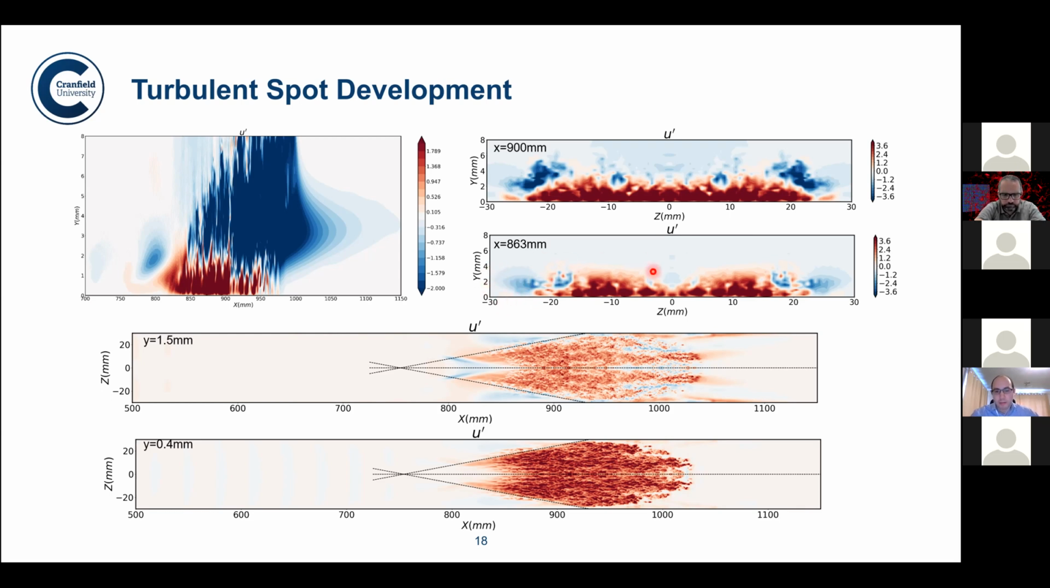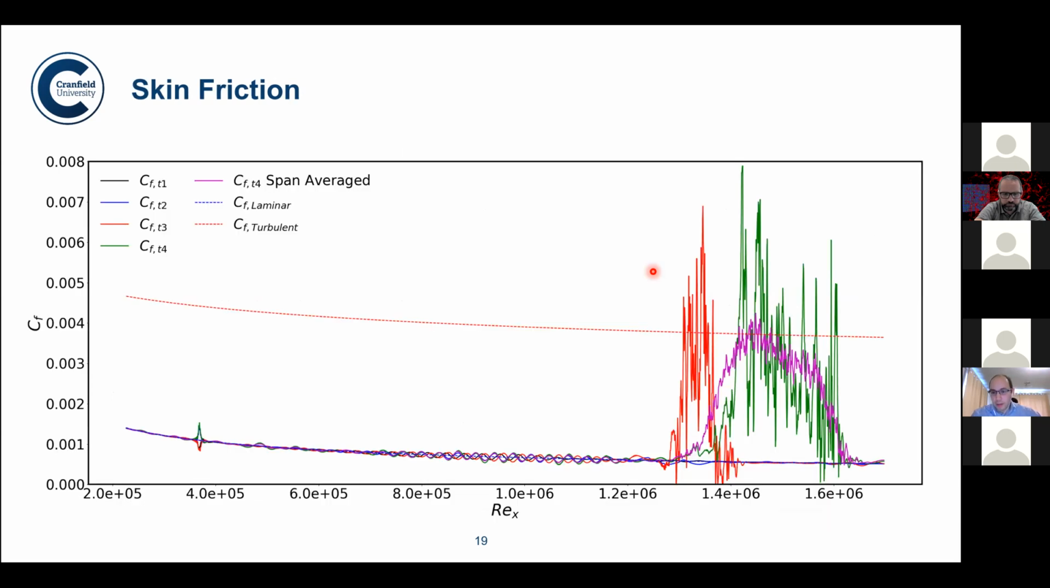So generally speaking, qualitatively, we have the expected spot structure, and we're also looking at instantaneous and span-averaged skin friction profiles across the spot. We can see also that the high intensity turbulent region at the center of the spot is where the skin friction hits the turbulent levels first.